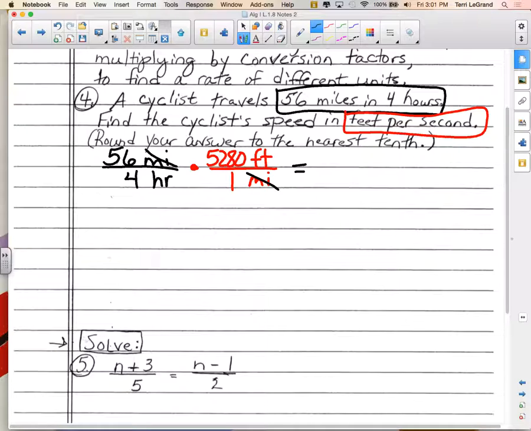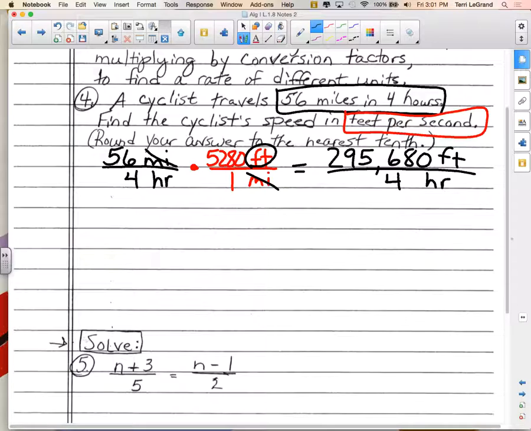What's 56 times 5,280? Okay, 295,680. Did I hear that right? Is that what we get? And we look and see what labels are left upstairs. Well, there's feet left upstairs right now, so those are feet per what? 4 times 1 is 4, and those are hours. Now, chances are 4 goes into this, and we could simplify this if we wanted to, or we could just keep going.